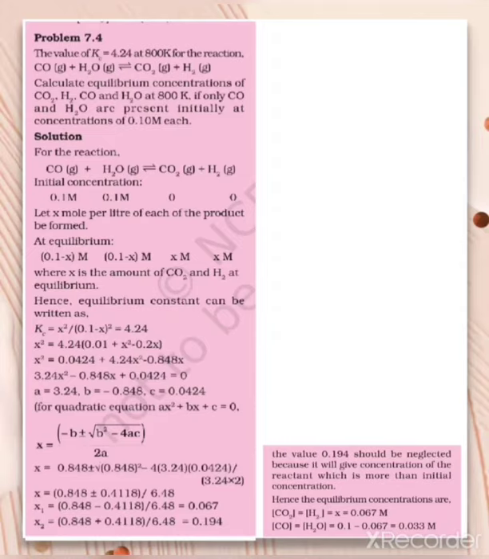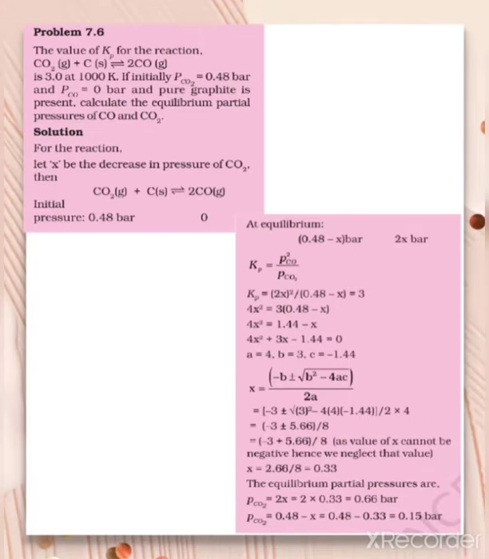We have to keep the concentration as x and frame a quadratic equation, solve the equation, and you will get the value of x. So this is the problem number 7.4. Next problem, that is problem number 7.6, that is also a textbook solved problem. This problem says the value of Kp for this reaction is given, that is 3.0 at 1000 Kelvin.